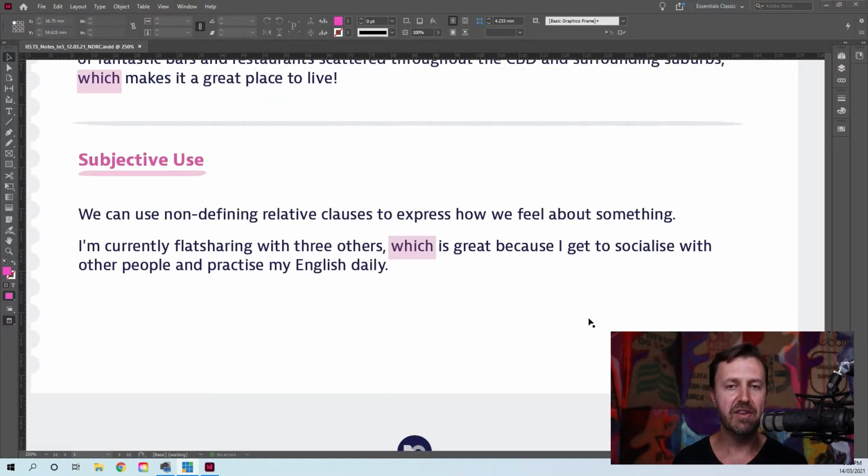Let's talk a little bit more about the use of relative pronouns. In the case of which, we can use this to really express how we feel about something. For example, I'm currently flat sharing with 3 others, which is great because I get to socialize with other people and practice my English daily. The word which here is to elaborate how we feel about the situation. And you'll notice my voice went a bit higher, like, which is great. And that's really normal in English to do that.